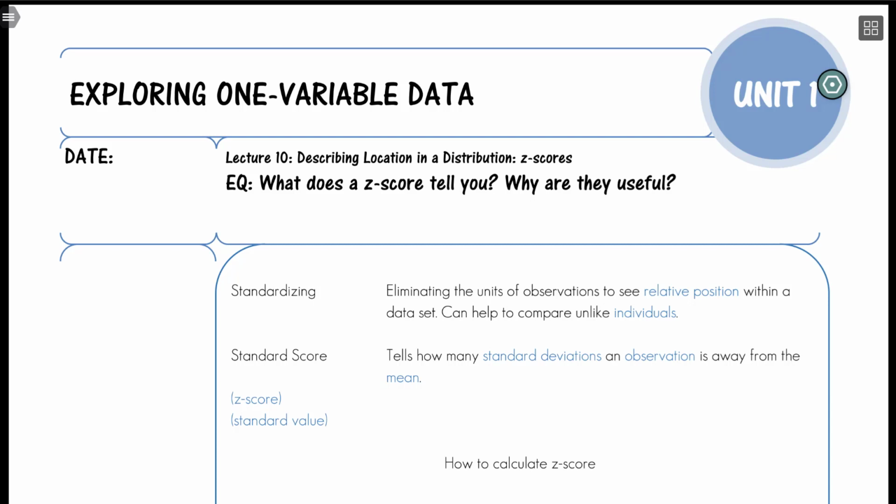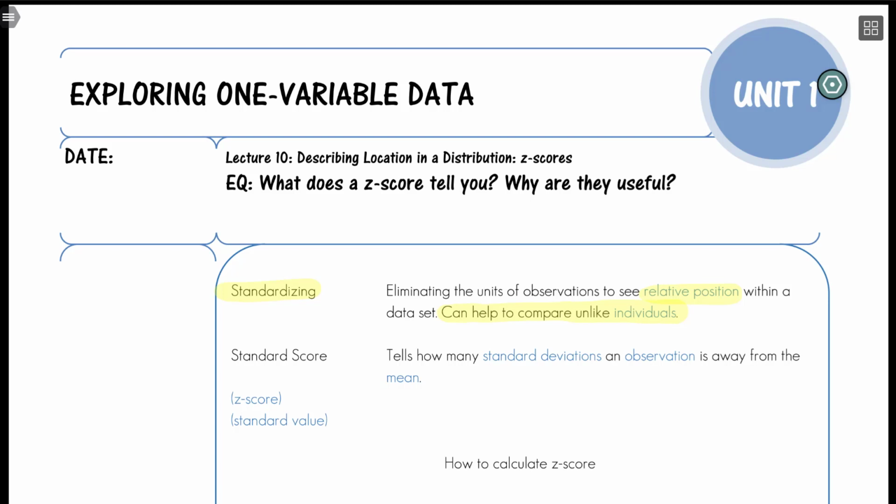Okay, and so the way we do that is by standardizing. What we do is we eliminate the units of observation to see relative position within a data set. So that's what standardizing is going to do. It allows you to see relative position, and it can help you to compare unlike individuals. CRF was great when we were comparing state by state, right? But what if we have two individuals that are profoundly different? Can we still describe and compare them? And yes, we can. We do that by standardizing.